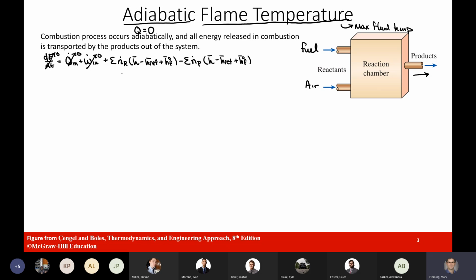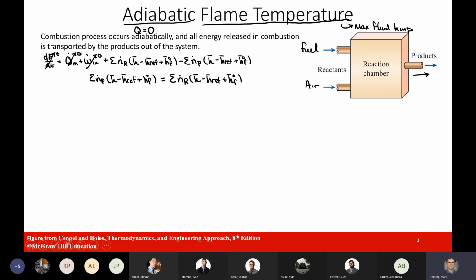But now what we see is if we quickly rewrite this, well, we're going to have the sum of all of the flow rates on the product side times the enthalpy of the state minus the enthalpy of the reference state plus the enthalpy of formation. This has to equal the sum of all the flow rates on the reactant side, enthalpy of the state, minus now the enthalpy of the reference state plus the enthalpy of formation. And so what we said before, all the energy that gets brought in with the fuel and the air has to leave now in the product state.